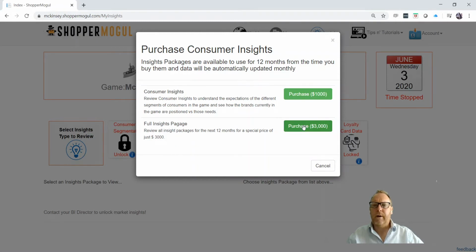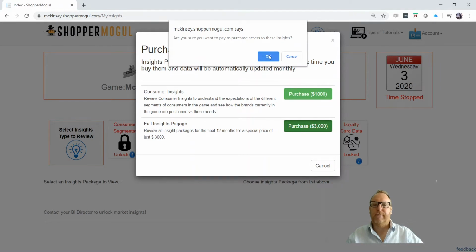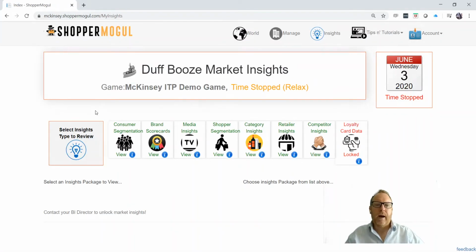For the purposes of this demonstration, I'm just going to go ahead and purchase the full insights package, at which point everything becomes green and becomes available. One area is not available, that's the loyalty card data. That's something which would only be unlocked by your facilitator potentially later in the simulation. The loyalty card data basically gives you access to raw data which you can download in Excel and analyze by yourself. As you can see, there are 7 different types of insights immediately available to you.